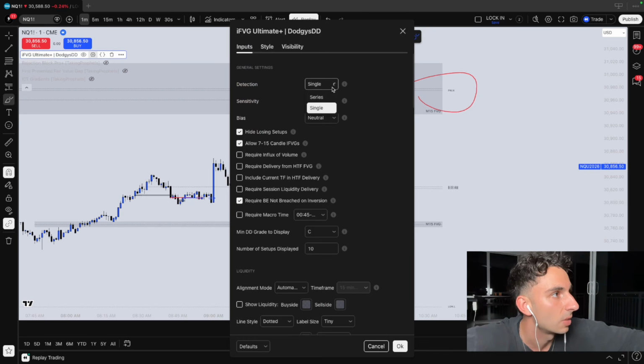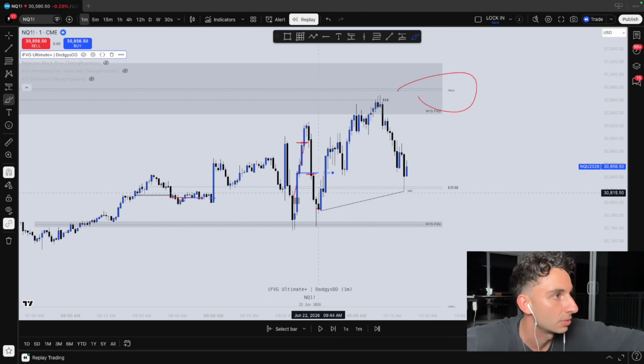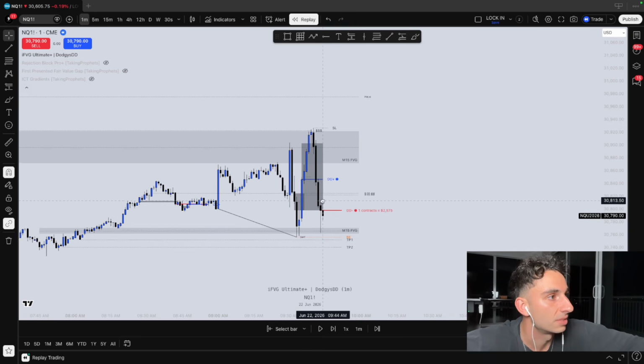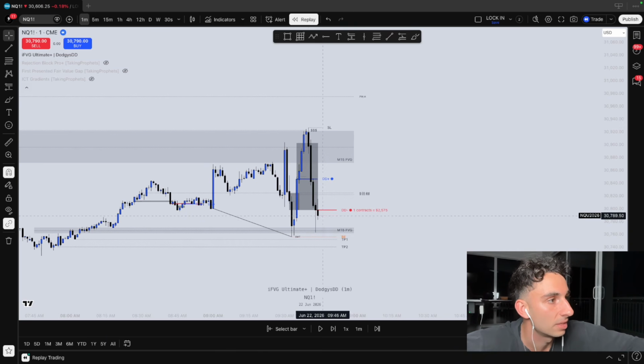And as you can see right here, I'm going to turn it on series just for example's sake, but you should see it will alert right around here. Yeah, and there we go. On series, you can see it waits for this entire leg to get closed below right here.